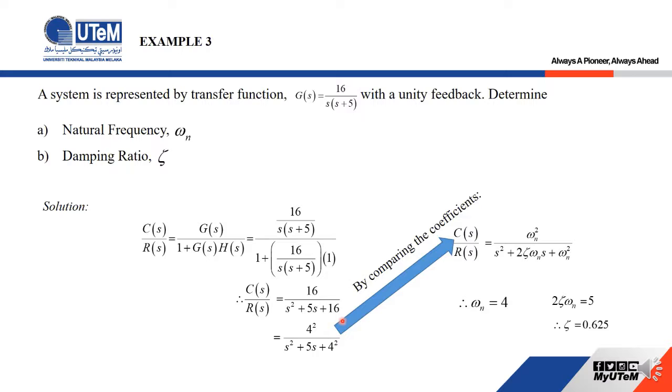Next, in order to get the value for zeta, we just take this part, 2 zeta omega n, and compare it with this result. Based on this result, we know that 2 zeta omega n is equal to 5. From there we get the value for zeta equal to 0.625.